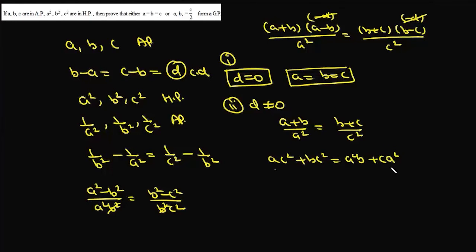Now we'll take terms of ac together. So it will be ac into (c minus a) and it will be equal to b into (a square minus c square). Now a is unequal to c because d is unequal to 0. So here we can cancel c minus a. So we can write minus ac and that will be equal to b (a plus c).